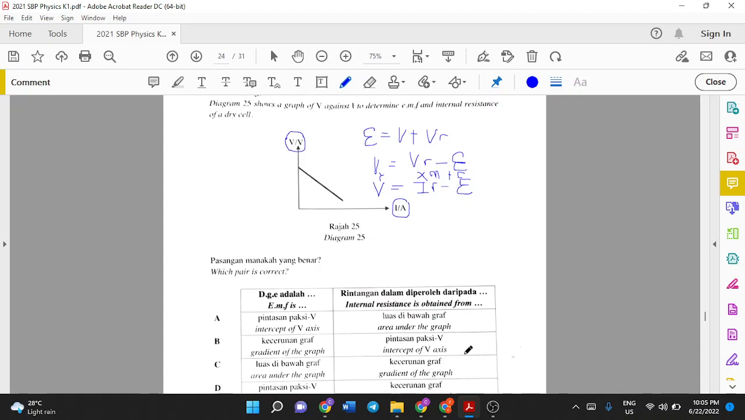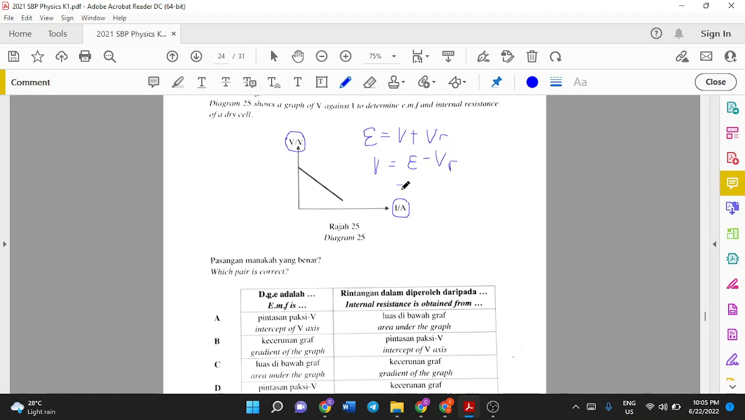Alright, so this should be okay. Sorry, there's a mistake here. So V equals E minus Ir.